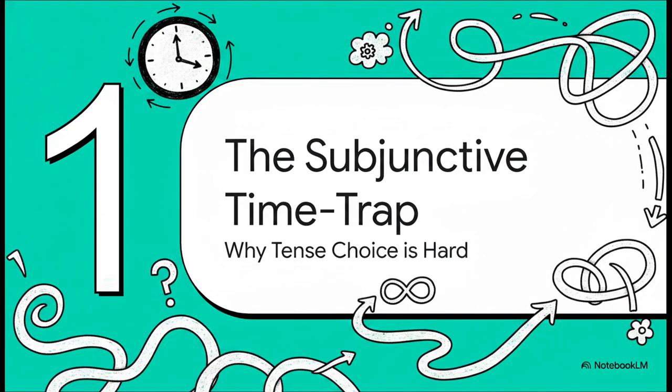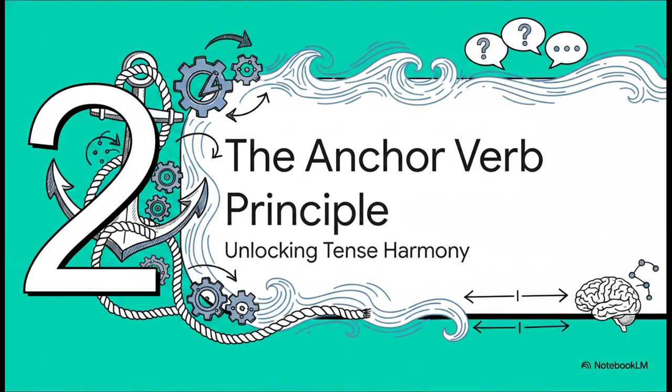At this C1 level, everything is about nuance, right? The real struggle isn't just remembering to use the subjunctive. It's knowing which subjunctive tense to pick, and it gets especially tricky when that main verb is sitting in the past. But here's the good news. The solution isn't a bunch of random rules. It actually all boils down to one single, really powerful idea, what I call the anchor verb principle.